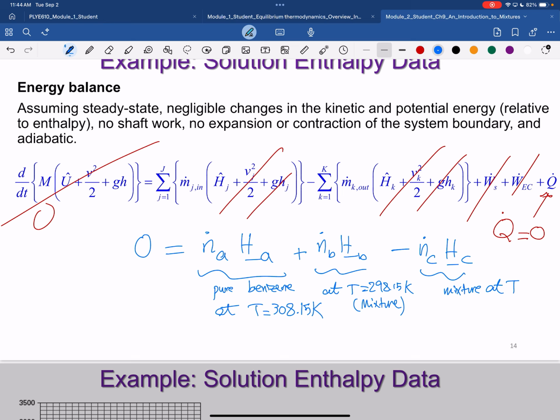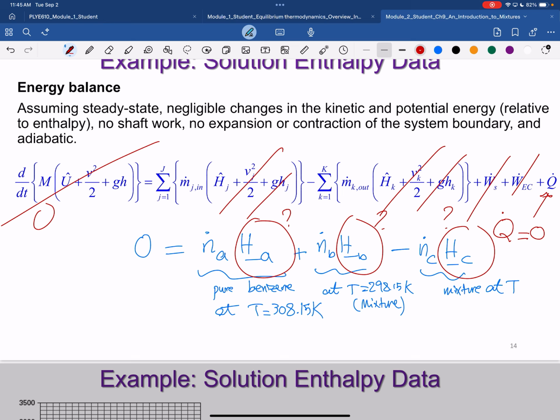Are you okay with this? Simple energy balance, right? So that's what we care about here. We are not interested in other terms. All right, so let's now think about it term by term. Do we know anything about this parameter here? These are the parameters that we need to figure out.